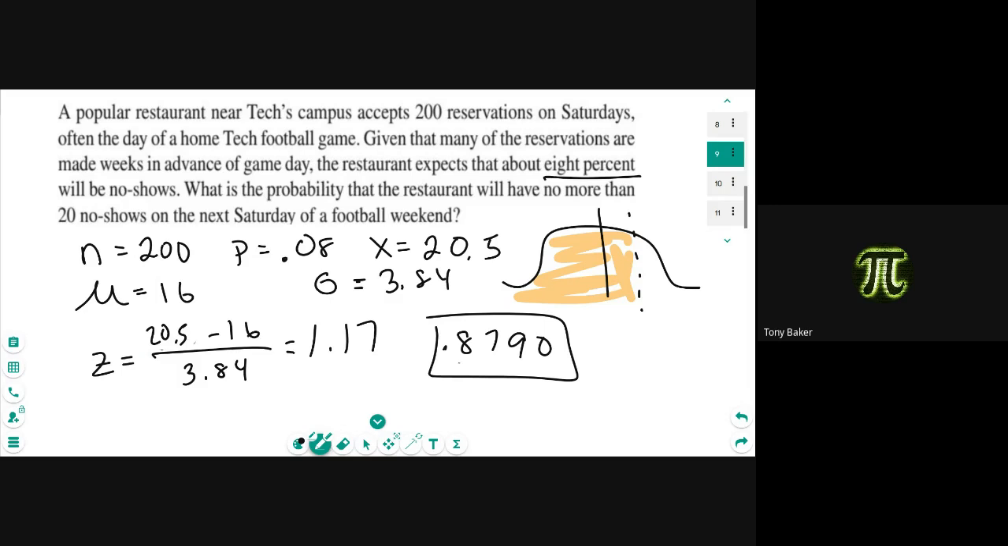If it said no less than 20, then I would have done 19.5 and gone the other direction, because no less than means greater than, basically. And if it said the restaurant will have less than 20 no-shows, I also would have done 19.5 because I wasn't including the 20. I have to go above to include the 20.